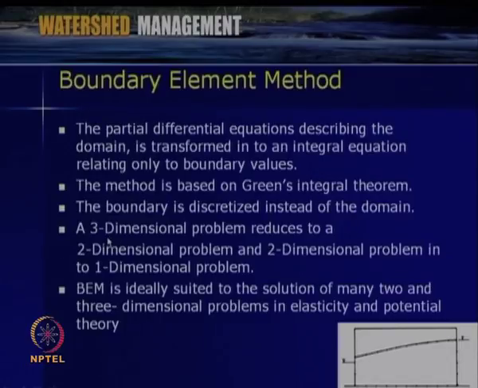we consider various nodes at various locations. That way a 3-dimensional problem reduces to a 2-dimensional problem, and a 2-dimensional problem is reduced to a 1-dimensional problem, only computationally. The problem is of course the same dimension, but computationally a 3-dimensional problem becomes 2-dimensional and a 2-dimensional problem becomes 1-dimensional. This boundary element method is ideally suited to the solution of many 2 and 3-dimensional problems in elasticity and potential theory, but as far as watershed modeling is concerned, due to the various complexities, we rarely use the boundary element method. For watershed modeling, we can go for either the finite difference method or the finite element method. We will discuss further aspects of these two methods in this lecture.